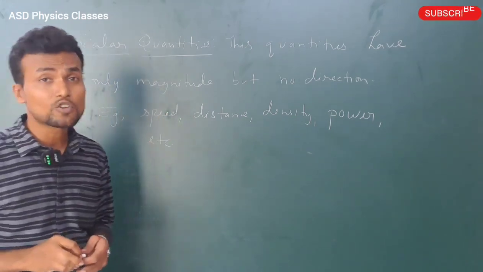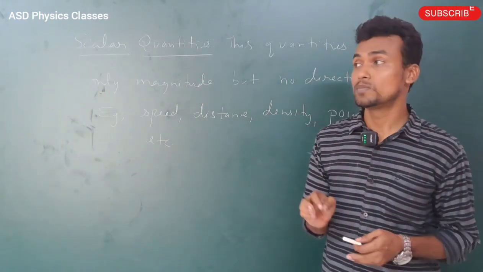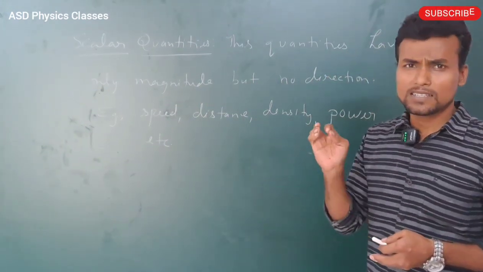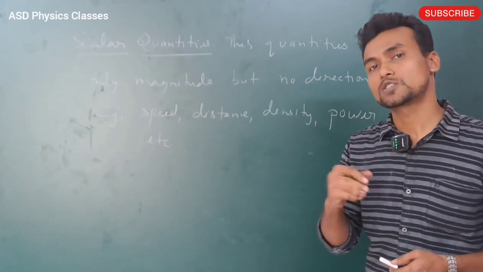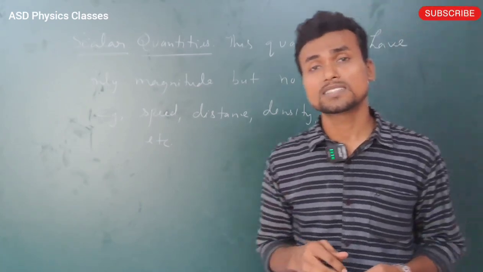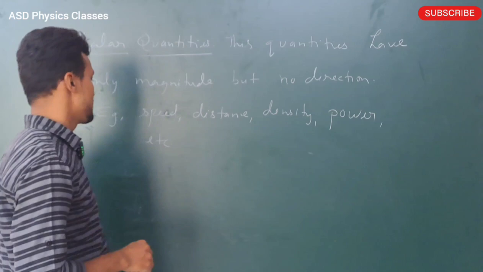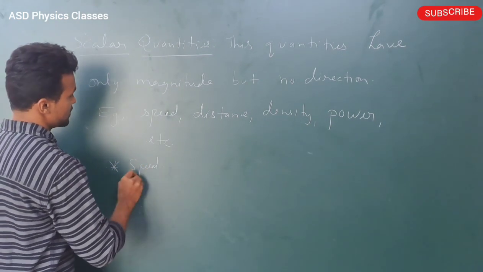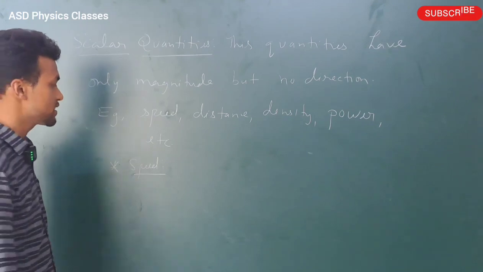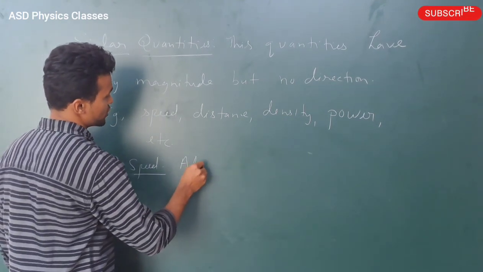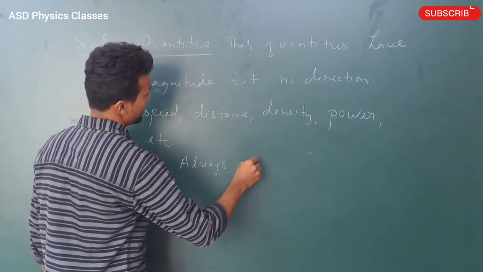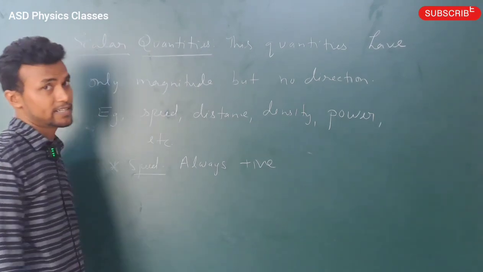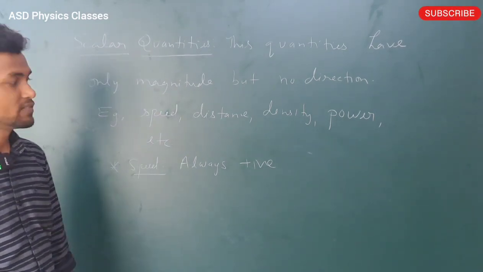When we are talking about scalar quantities, we have to be very clear that some scalar quantities are always positive and some scalar quantities can sometimes be negative also. Let's take for example speed. It is a physical quantity that will always be positive, it will never be negative. Similarly, distance also will always be positive.